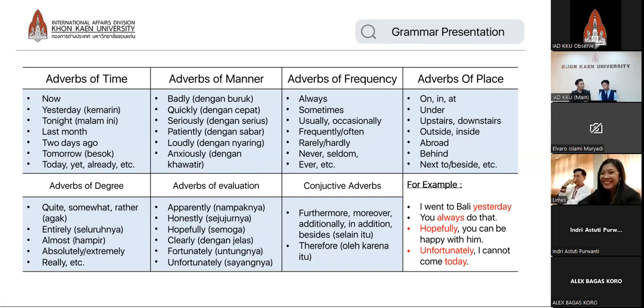Maybe the central library. Central Library. So we can say sometimes or never or seldom. So that's adverbs of frequency. And then adverbs of place. So we can say to tell where we do something.